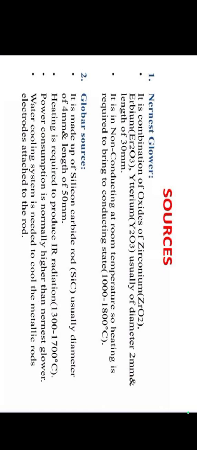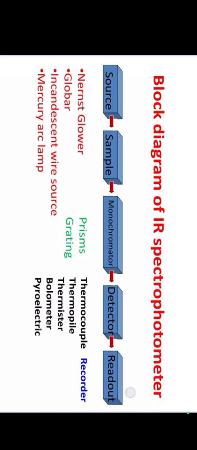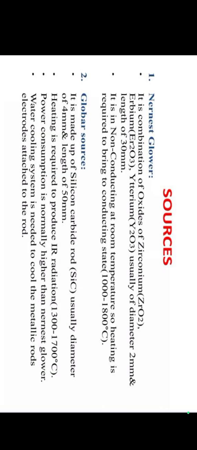First instrumentation is the source. We use many types of sources: Nernst glower, Globar, incandescent, and mercury arc. We will see them one by one. First source is the Nernst glower. It is a combination of oxides of zirconium and erbium, usually of diameter 2 mm and length 30 mm. It is non-conducting at room temperature, so heating is required to bring it to a conducting state.